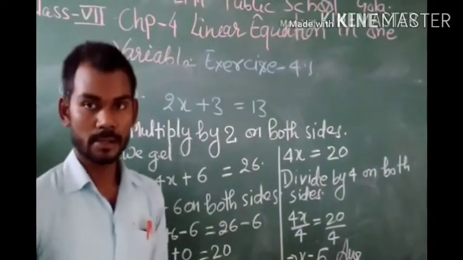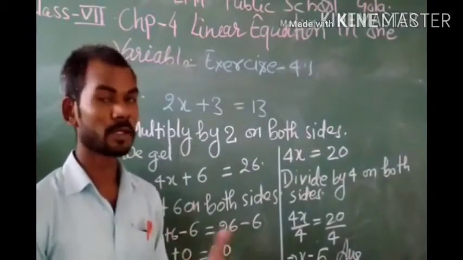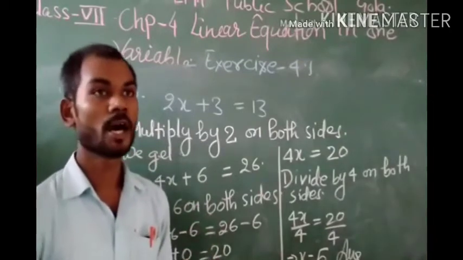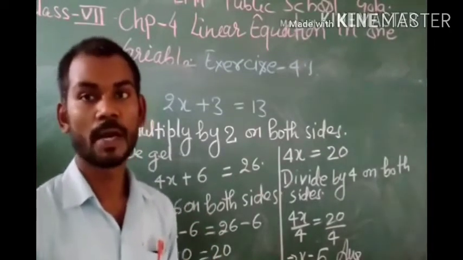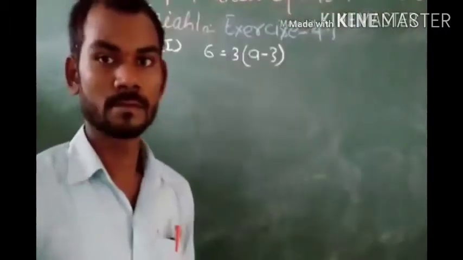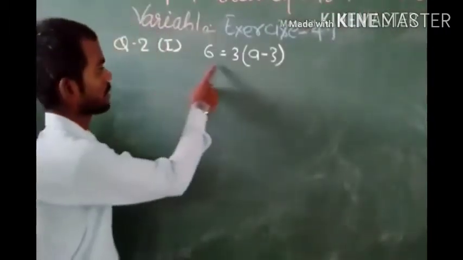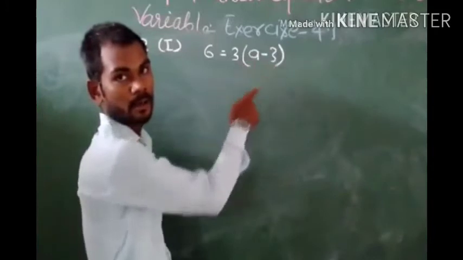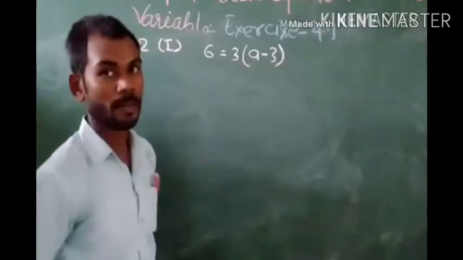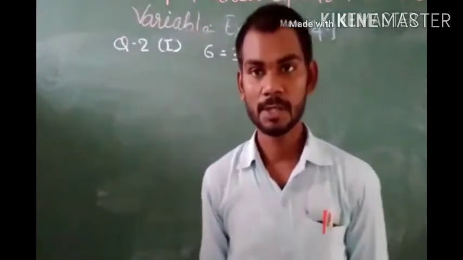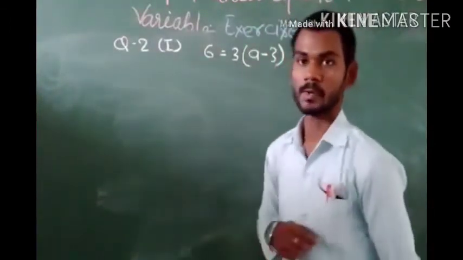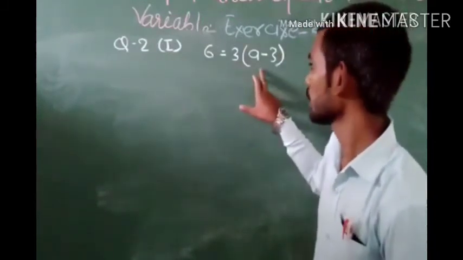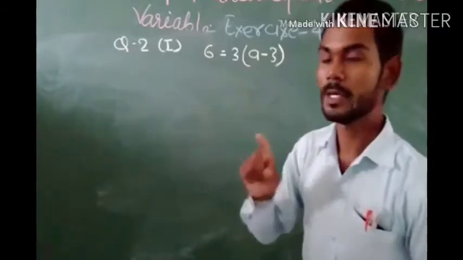Now, let us see another, more difficult question. If any difficult equation comes in the examination, then how will you solve it? I will give you some new idea. So let us see. The given question is 6 is equal to 3 multiplied by a minus 3. Now, to solve this by simultaneous operation on both sides of the given equation, first of all, we have to divide both sides by the number 3.